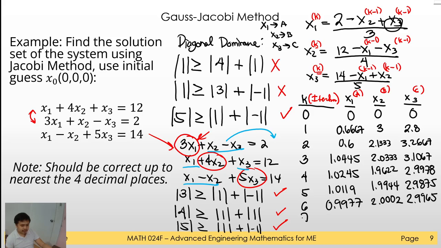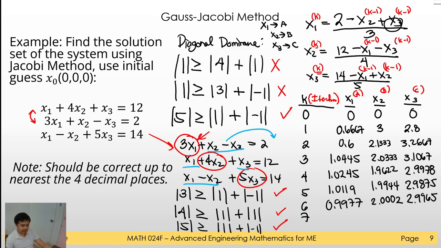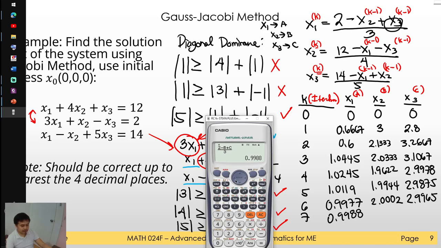And then do this again. Okay, we will use the next page here. So again, back to 2. So we have 2.0002 for B and 2.9965 for C. So we have 0.9988.